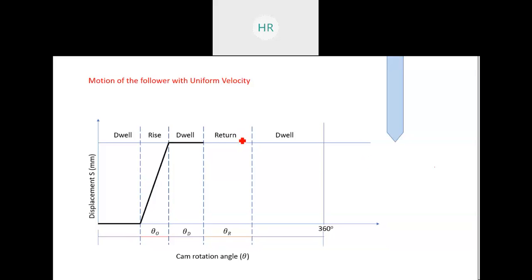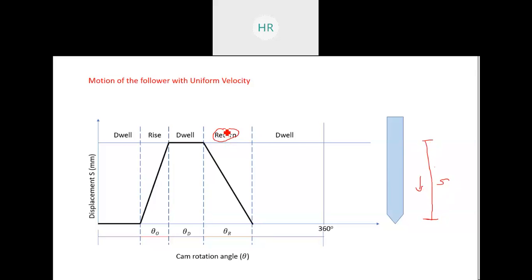Then the next period is the return period, means during this much angle, my follower is returning back to its initial position. So during this motion, the follower will descend by distance s, or it will come down by the distance s. It is coming down during this return stroke. It will also be a straight line, and the next period is dwell. During the dwell period, as I said, my follower will not move at all. So this will complete one revolution of the cam, means 0 to 360 degrees.